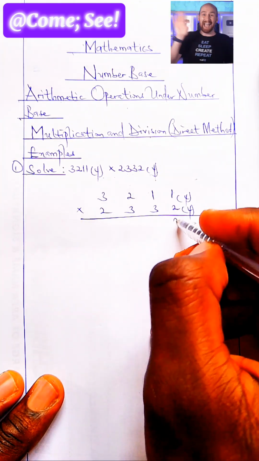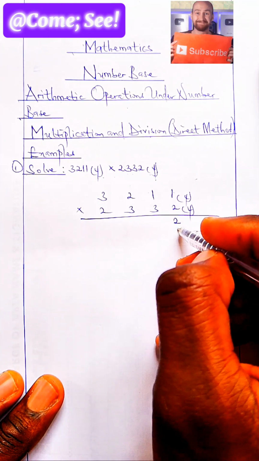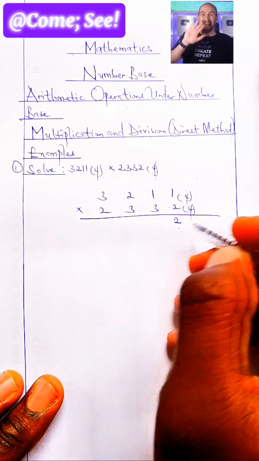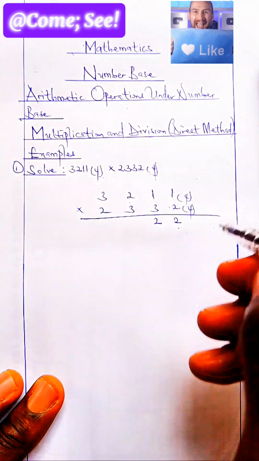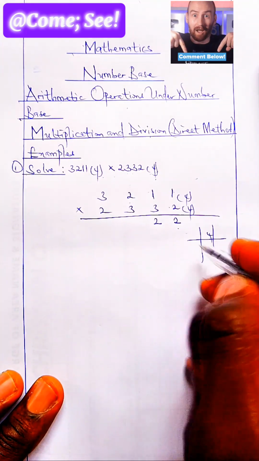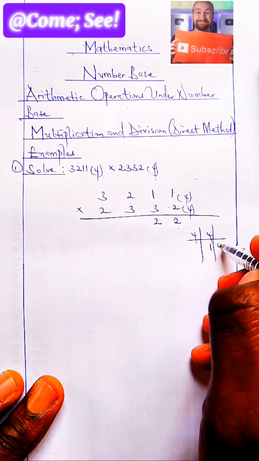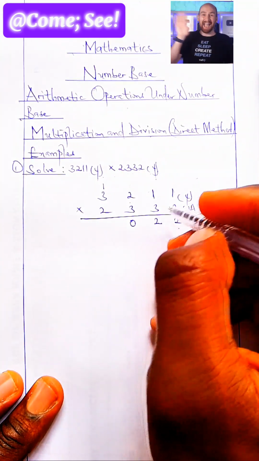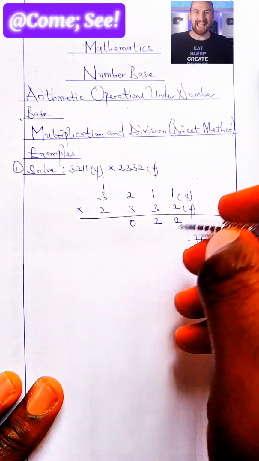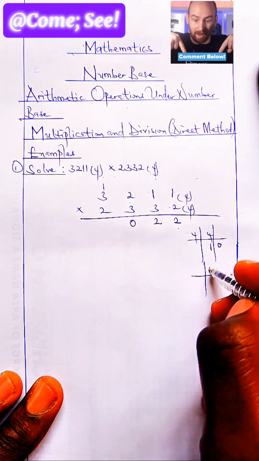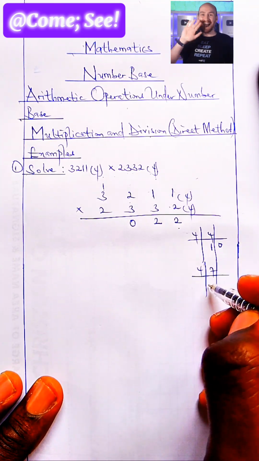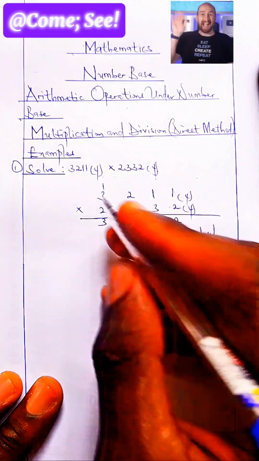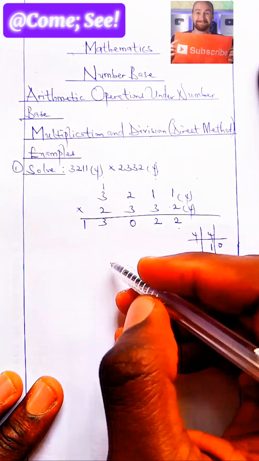2 times 1 is 2. If you use your 4 to break down your 2, you get 0 remainder 2. There's no need doing that. 2 times 2 is 4. Use your 4 to break down your 4. 4 in 4 is 1, remainder 0, write 0. Put your 1 on the other side. Next, 2 times 3 is 6 plus 1, 7. Use your 4 to break down your 7. 4 in 7 is 1, remainder 3. I have 3, keep your 1, but that's the last one. Put your 1 outside there.